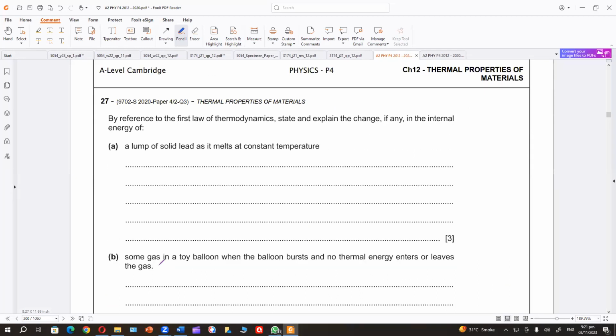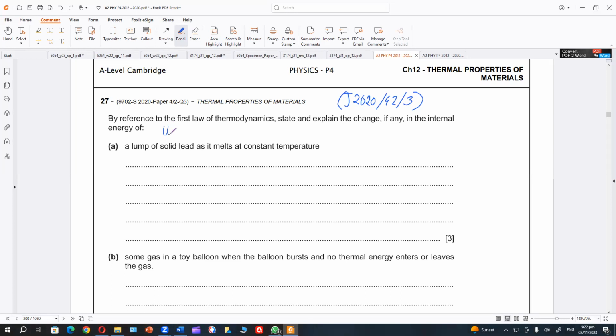Look at this question, June 21st. Look at the question in your book. By reference to the first law of thermodynamics, state and explain the change, if any, in the internal energy.